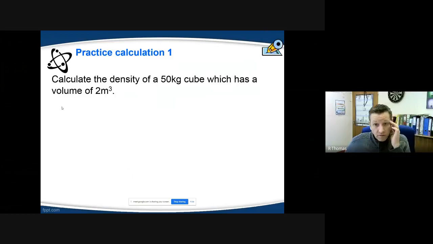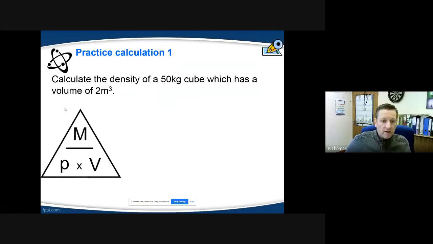Right. So it's time for you to start doing something. I hope you've got a pen and a scrap bit of paper. I'd like you please to calculate the density of a 50 kilogram cube, which has a volume of 2 cubic meters. So it couldn't be easier, right? There's the triangular formula. So density is mass divided by volume. The mass is in kilograms, the volume is in meters cubed, so you don't have to play around with any units. I'm sure you've already done that in your head.